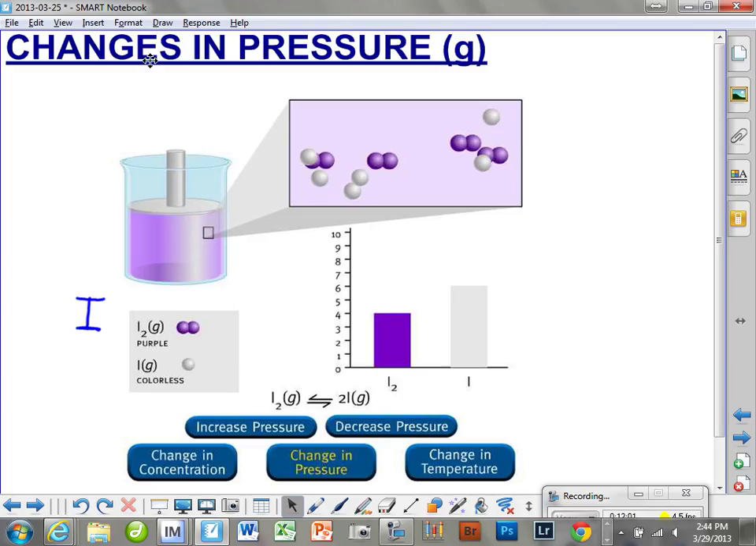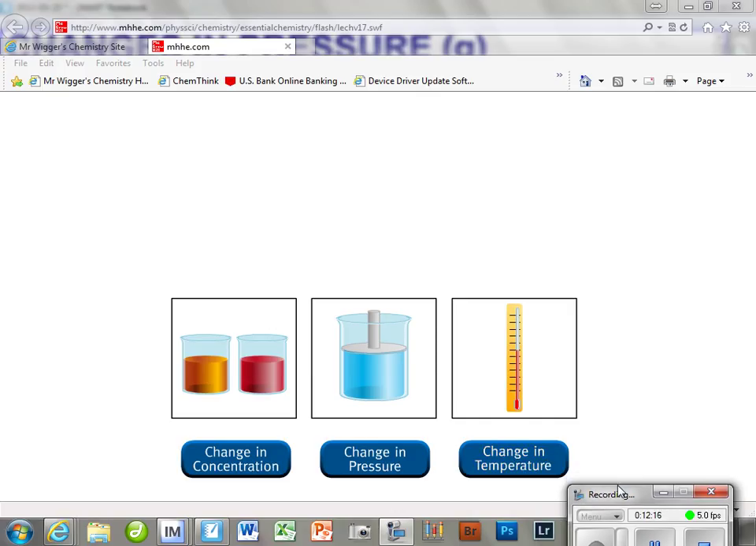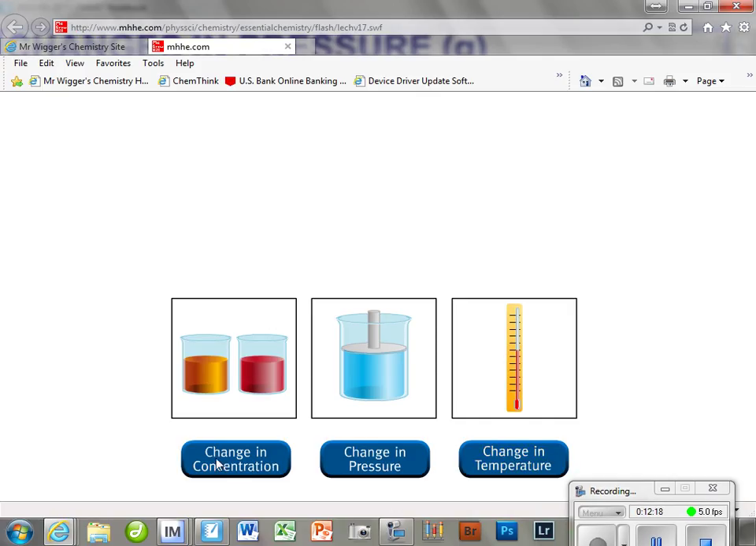So let's continue here. Changes in pressure. In fact, why don't we do the animation as we go? So now that we've talked about changes in concentration, let's actually see the animation and how that actually works. Here we go.